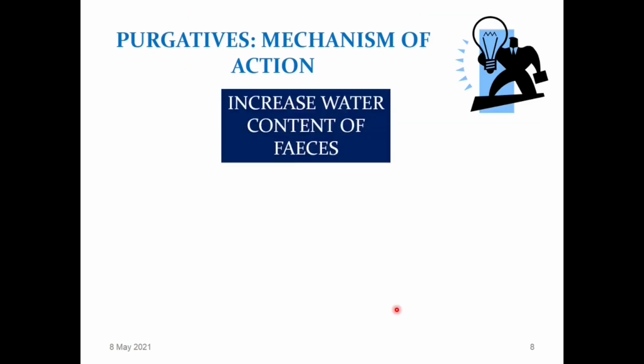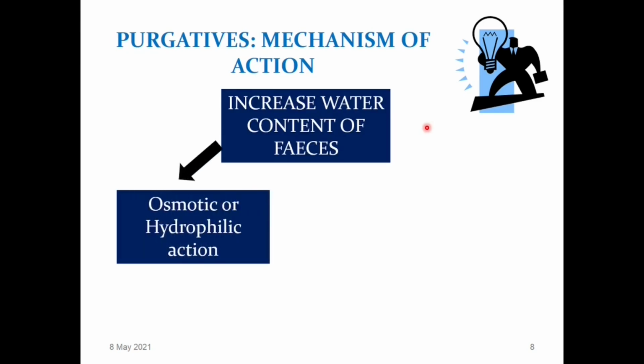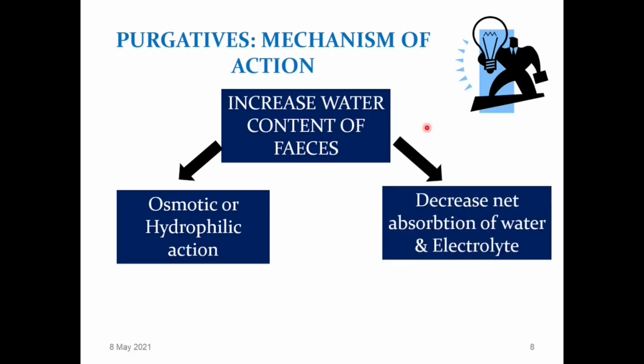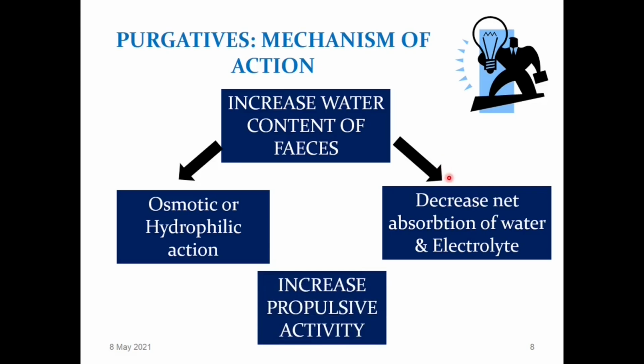Purgatives increase the water content of the feces, so this results in an osmotic or hydrophilic action. So the stool formation and also the propulsive activity increase, and as the particles stay in the GIT, particularly in the small intestine, for a lesser time, there will be decreased net absorption of water and electrolytes. This is also stimulated by increased propulsive activity. So these are the basic mechanisms of it. If you write this much, that's enough.